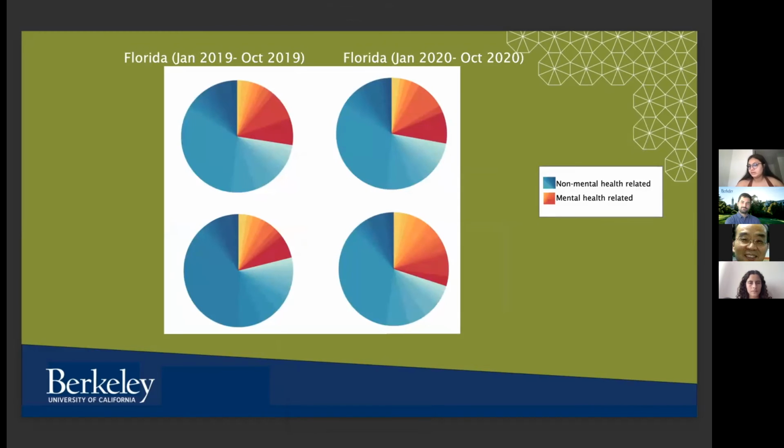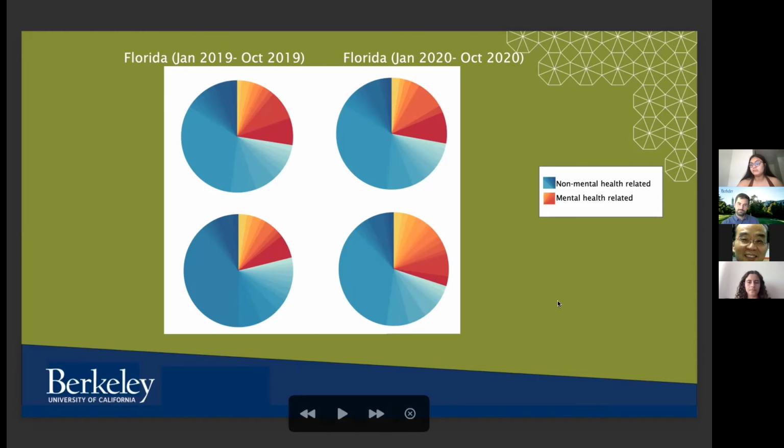And here are the pie charts for California and Florida. Florida is at the top and California is at the bottom. So the blue indicates non-mental health related top queries that popped up when looking at our initial search term, therapy, and the red/orange hues are mental health related terms.